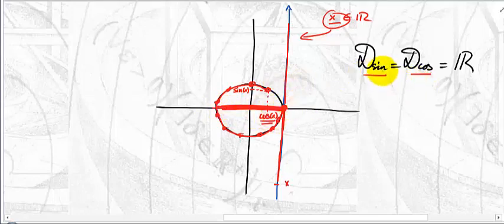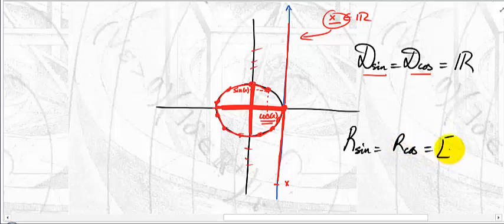What about sine? Sine is the y coordinate. The y coordinate is right here. You cannot go past 1. You cannot go past -1. So the range for sine and cosine is all between -1 and 1. Okay, so the range of sine is the same as the range of cosine, and it is between -1 and 1. So you need to know that. This is very, very important.